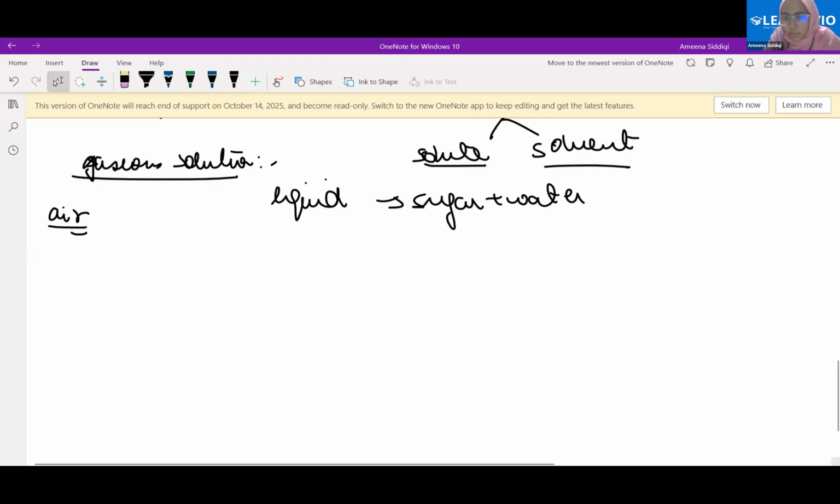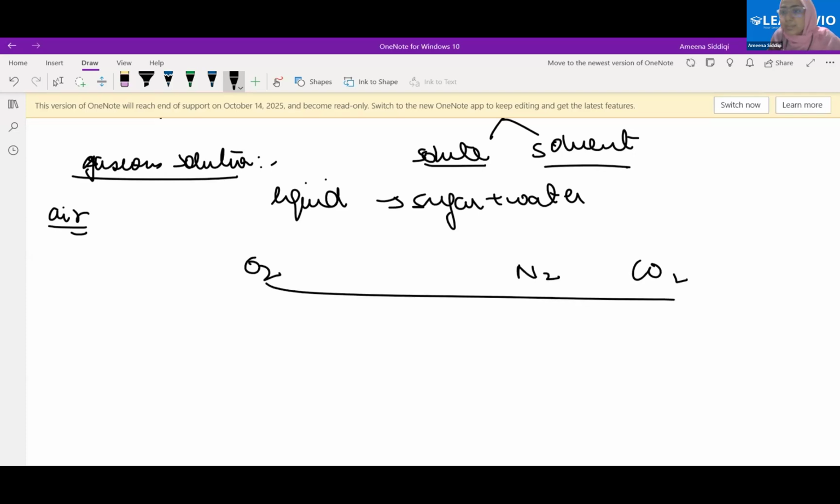Fine. Ma'am, but not every gas is a mixture, right? Every gas is not a mixture, right? I am saying oxygen is a pure substance, nitrogen is a pure substance, carbon dioxide is a pure substance. We have mixed them together. This has resulted in the formation of a mixture which is homogeneous in nature. Is that clear, Mithun? Yes, ma'am. Fine.